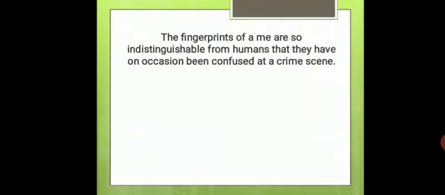And next, the fingerprints of me are so indistinguishable from humans that they have on occasion been confused at a crime scene, which means that this animal's fingerprint and humans' fingerprint are more or less similar. Even the forensic department people, if they search for the fingerprint, would suspect it is a human's fingerprint. So it is that much similar. Which animal has fingerprints the same as humans?